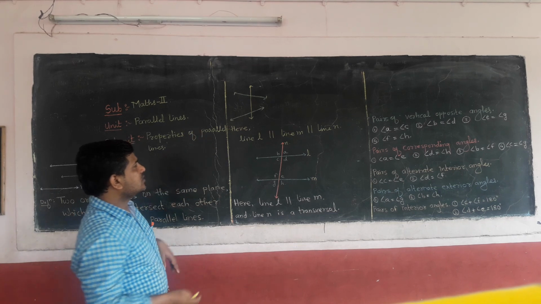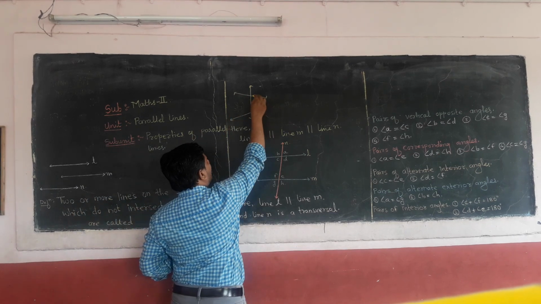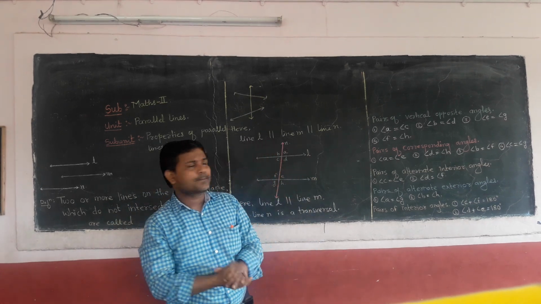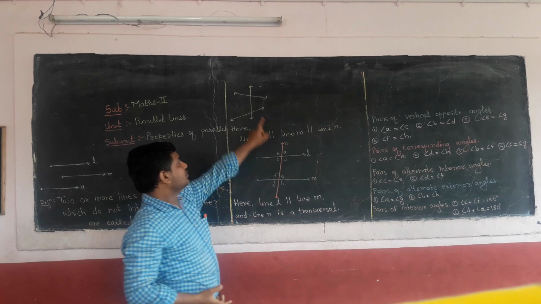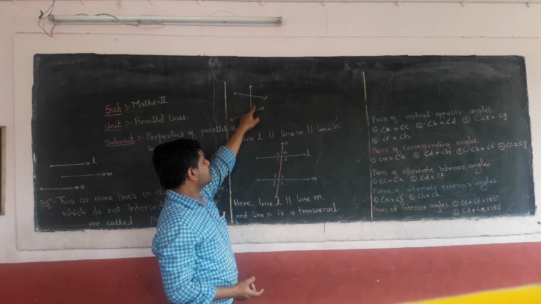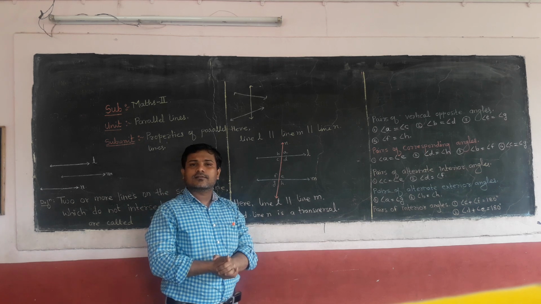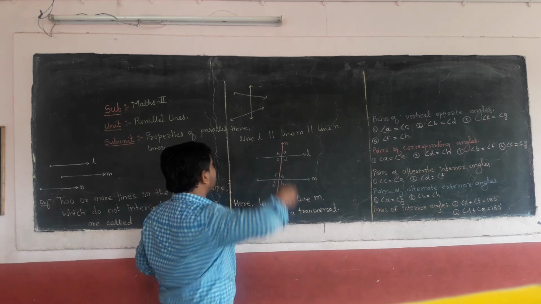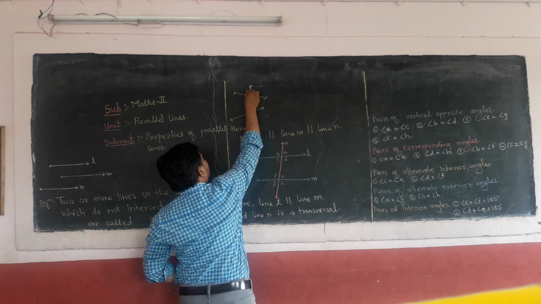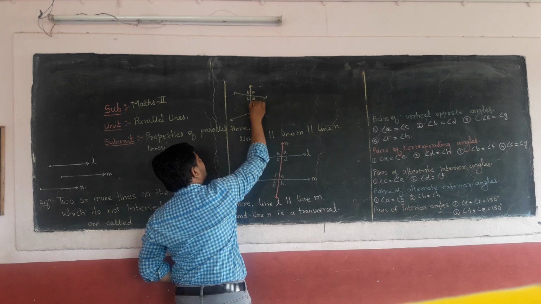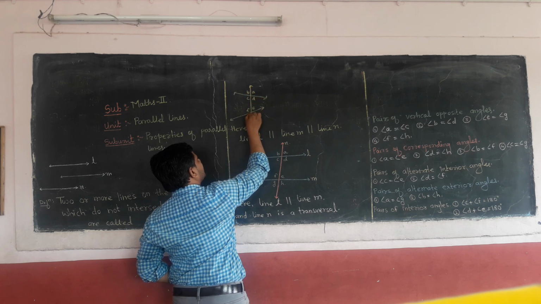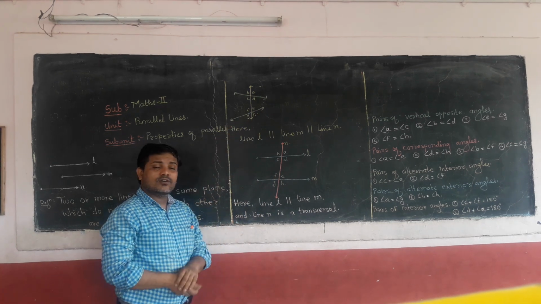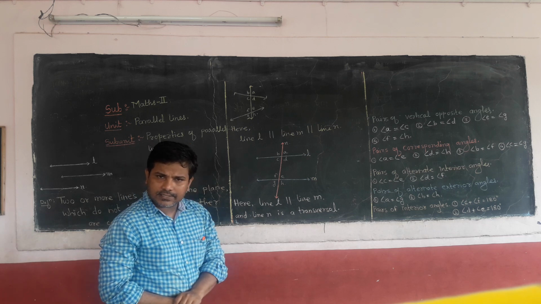Now, how many angles are formed by that transversal with these two lines? Can anyone guess? You can count them here. How many angles are formed in this figure? Yes, it is 8 angles. You can see 8 angles here. I will give the names: A, B, C, D, E, F, G, H. So 8 angles are formed by the two lines and a transversal.